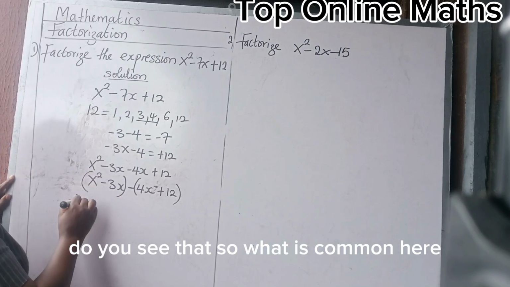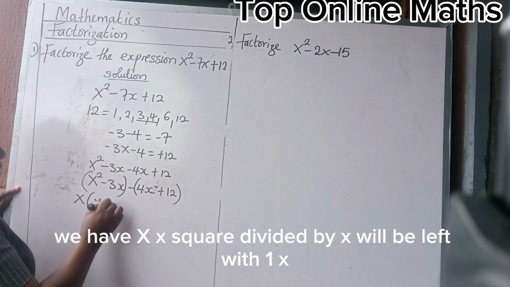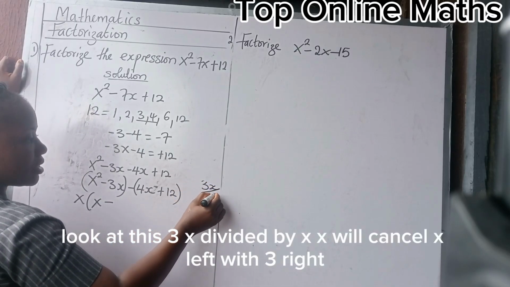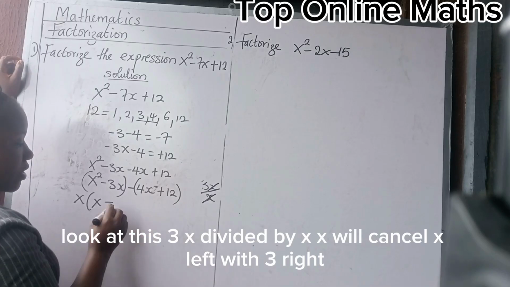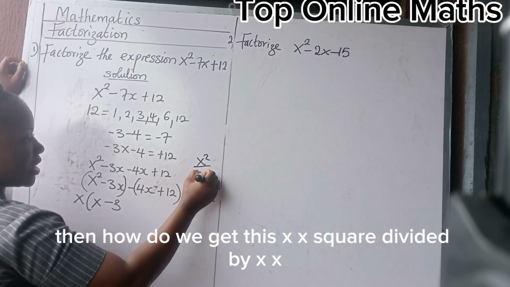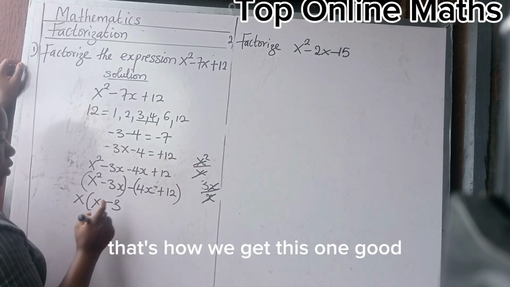So what is common here? We have x. x squared divided by x will be left with x. Look at this: minus 3x divided by x. x will cancel x, left with minus 3, right? Then how do we get this x? x squared divided by x, x will cancel one x, remaining x, right? That's how we get this one.